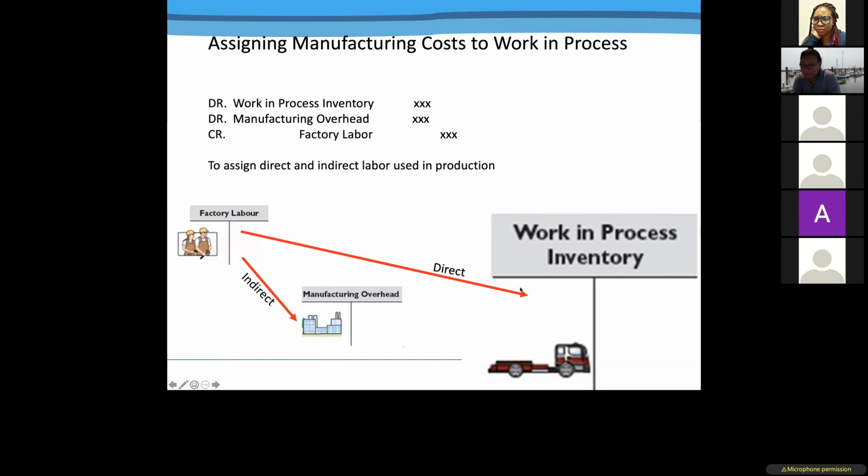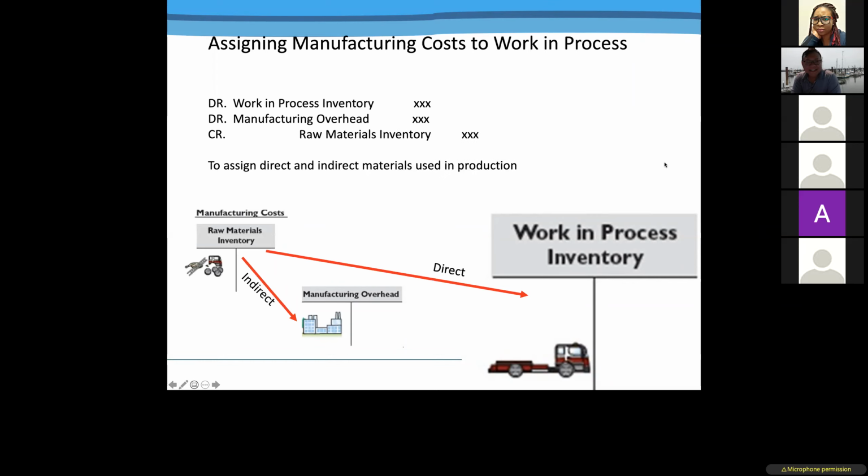Okay, so the same idea for the labor, right? You have direct labor, you also have indirect labor, right? So direct labor goes to work in progress inventory, indirect labor goes to manufacturing overhead. So your journal entry for direct labor, you credit the factory labor, debit work in process inventory. For indirect labor, you credit the factory labor, you debit manufacturing overhead, right? Does that make sense? Yes, I think I get it now. Thank you.